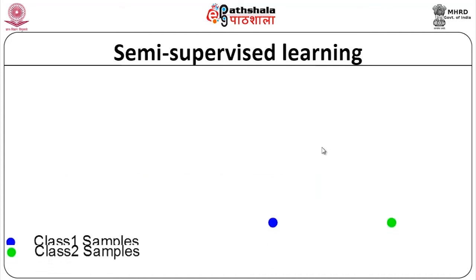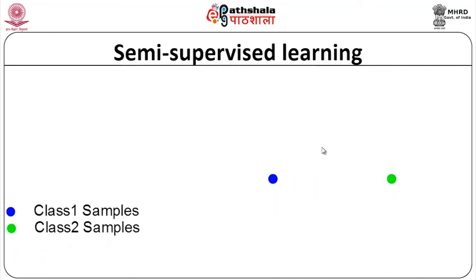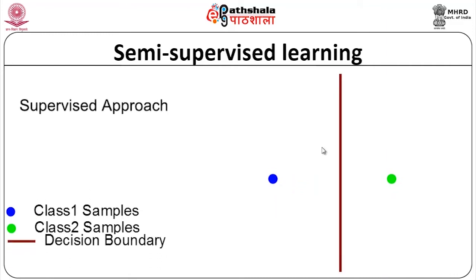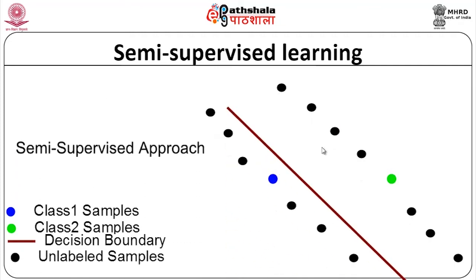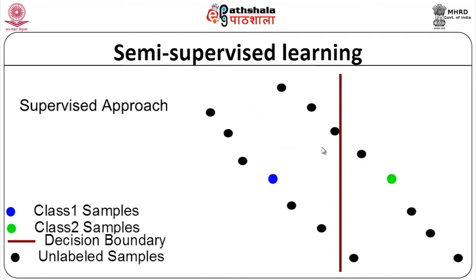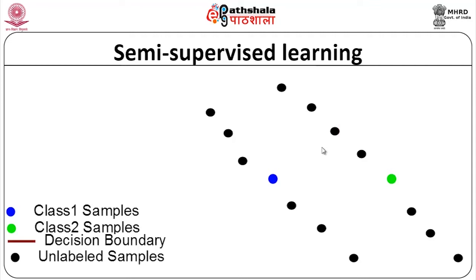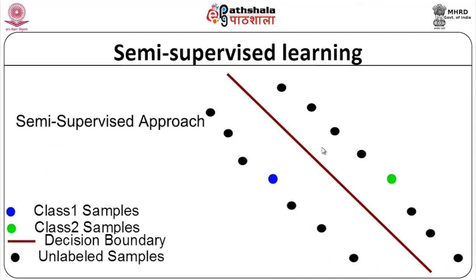Okay. So, let us look at what this is. Let us assume these are class 1 samples and class 2 samples, and this is the decision boundary in the supervised approach. Now, I get unlabeled samples. Now, my decision boundary changes. So, that is basically what we were trying to say. I have only a small number of labeled samples in this example. Now, if I use the extra unlabeled samples, I will get a better decision boundary using the semi-supervised approach.